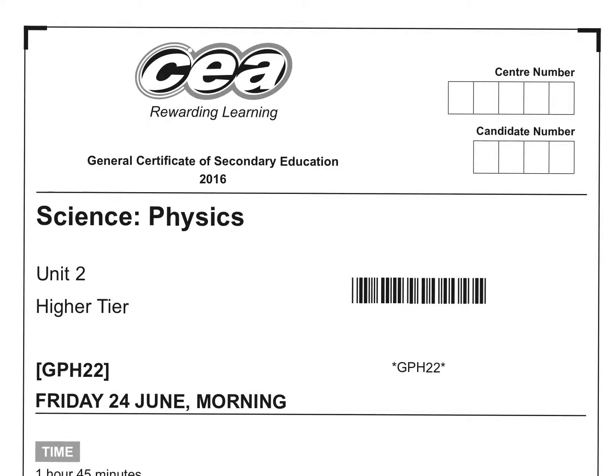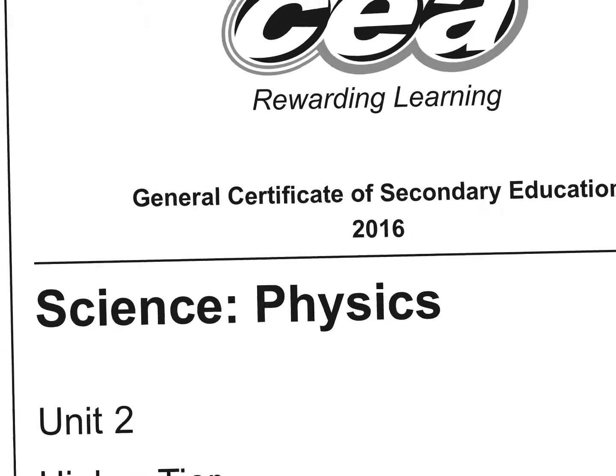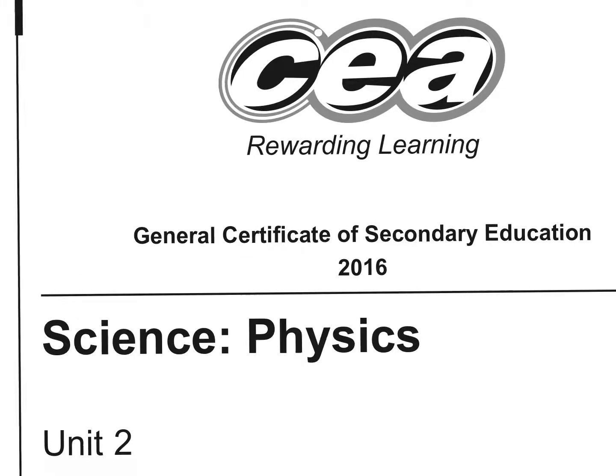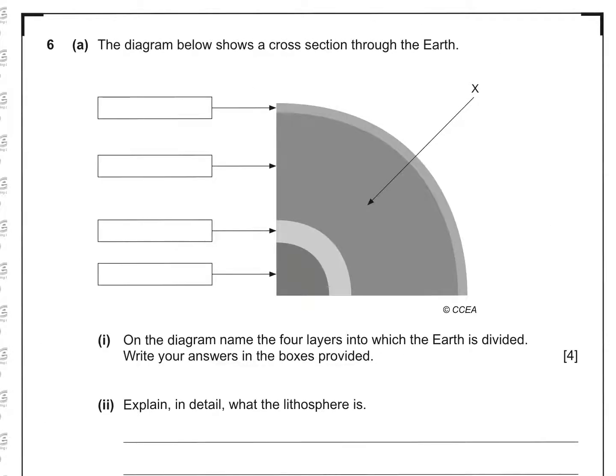This is the last part of our walkthrough of the CCEA paper for 2016, the Physics GCSE Unit 2. And the last question is about the Earth. 6a, the diagram below shows a cross-section through the Earth. On the diagram, name the 4 layers into which the Earth is divided. Write your answers in the boxes provided.